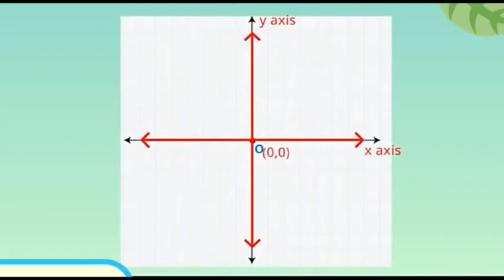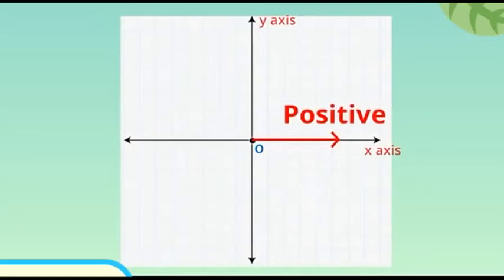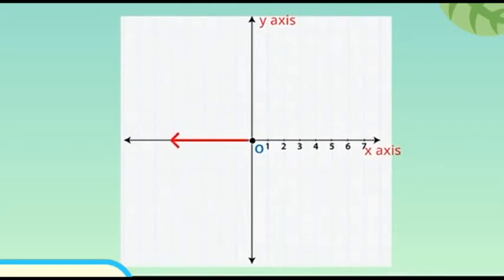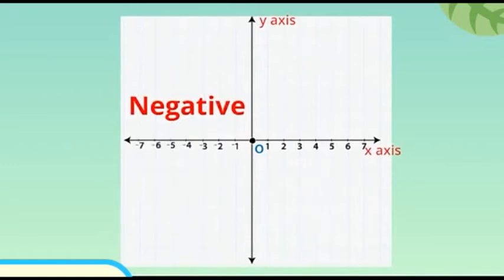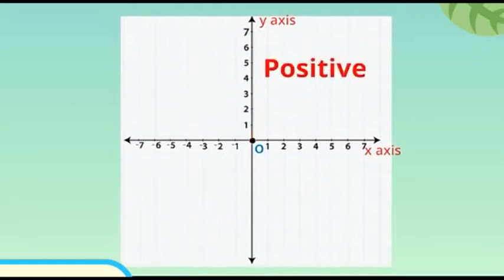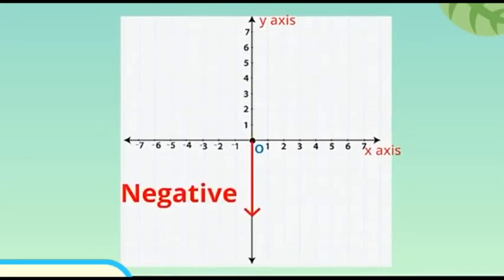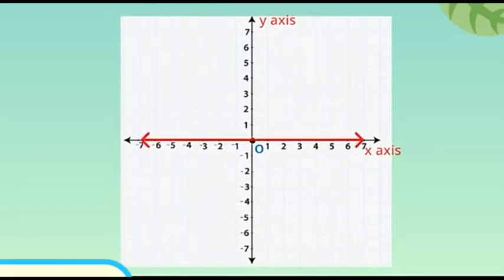From the origin, the values on the right hand side of the x-axis are positive, that is 1, 2, 3, 4 and so on. And the values on the left hand side of the x-axis are negative, that is -1, -2, -3, -4 and so on. Similarly, on the y-axis, the values located above the origin are positive, that is 1, 2, 3, 4 and so on. And the values located below the origin are negative, -1, -2, -3, -4 and so on.